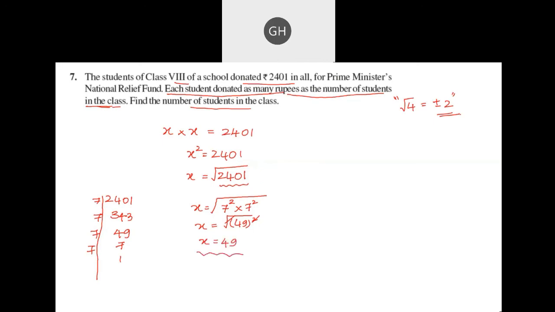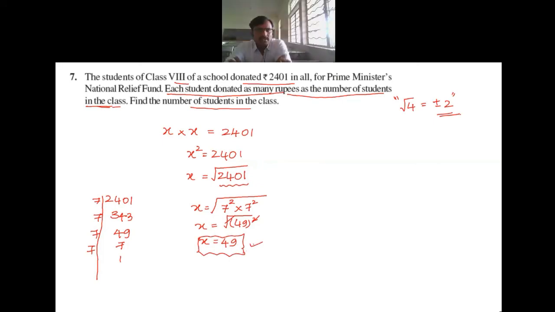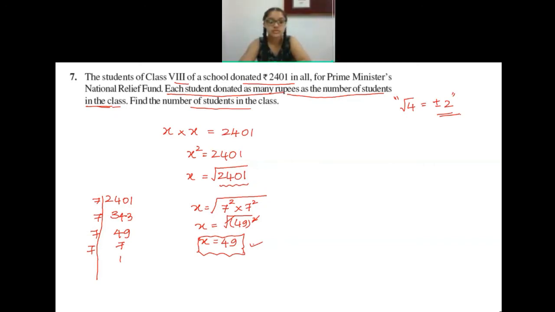What does x equal to 49 mean? The number of students in the class and the amount to be paid. Both the number of students is 49 as well as each one of them contributed 49 rupees. Any doubt till now? No, sir. If there is no doubt, please note down the next question and try.